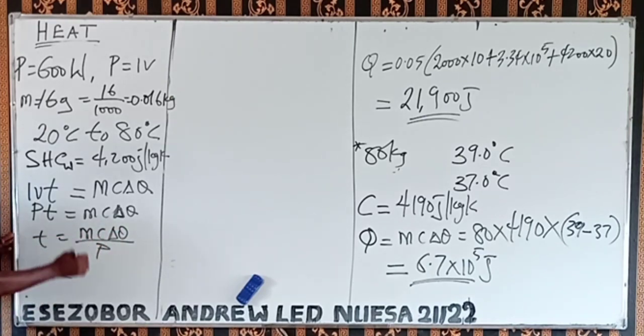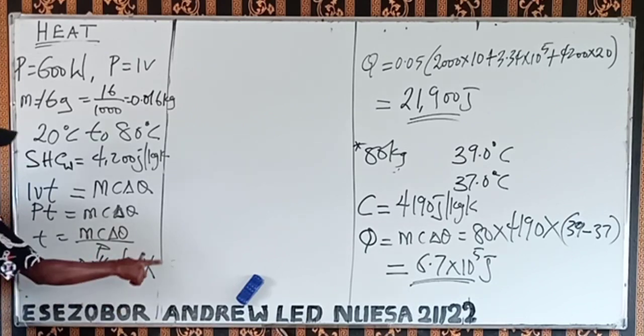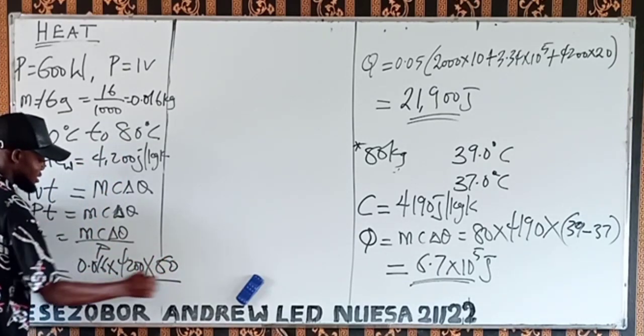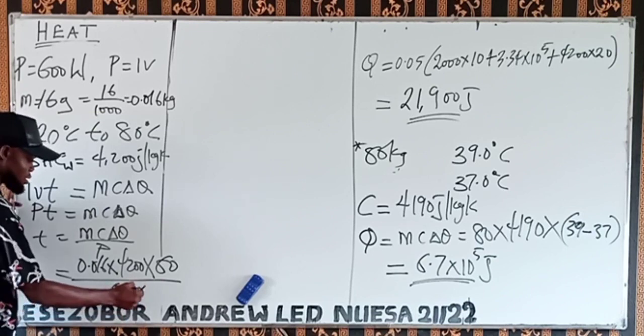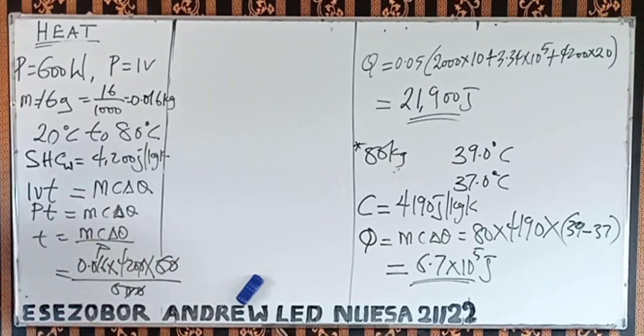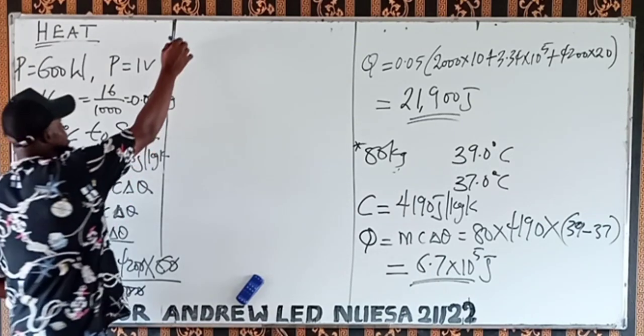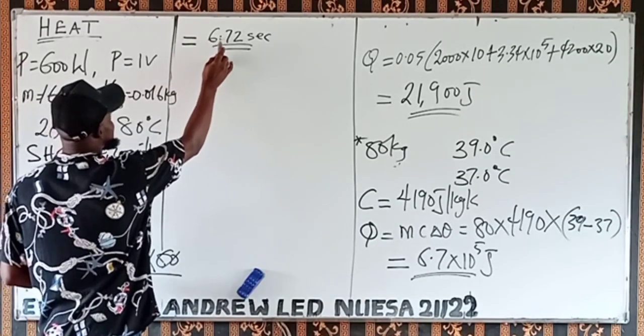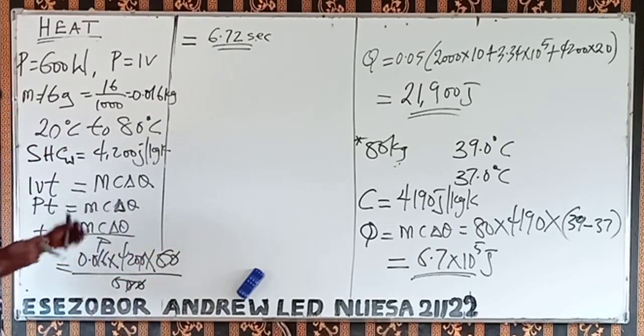That will be 0.016 times 4,200 times the change in temperature, 80 minus 20, that is 60, divided by 600. If you cancel this, 0.016 times 420 times 6 divided by 6, this 6 will cancel that last 6. So let's quickly see what we are going to have. You are going to have 6.72 seconds. That's the time taken for this electric heater to do this job.